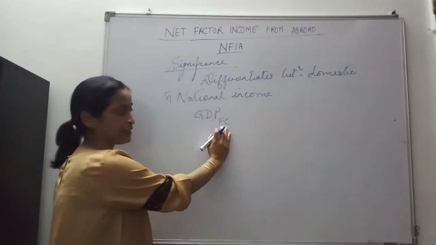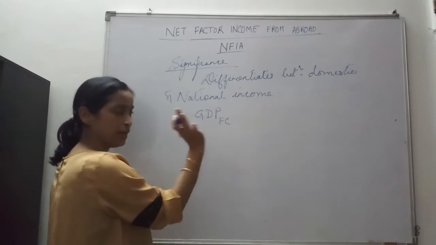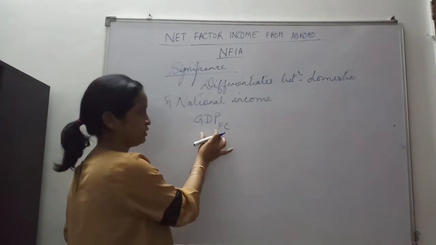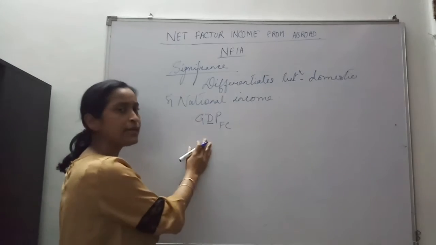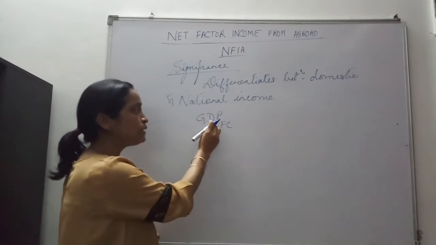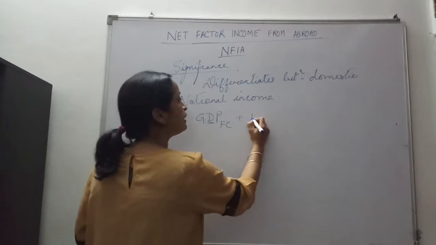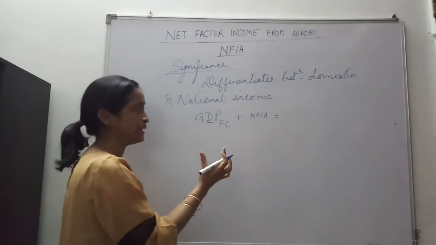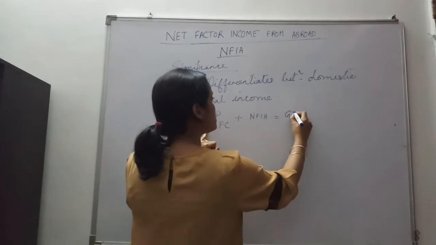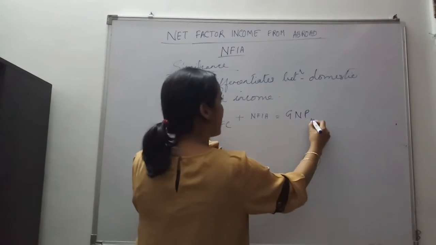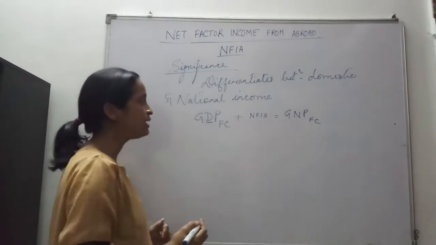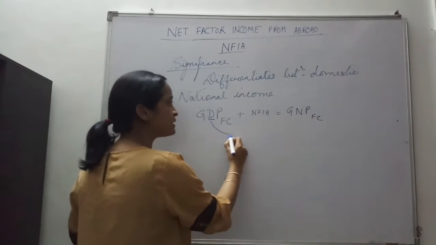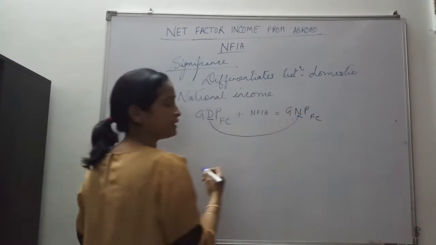Hope you remember this factor cost. GDP, I think this is already done in the previous class. So GDP at factor cost, what is it? Domestic income, right? It is a domestic concept. Now to this domestic concept, when we add NFIA, it becomes a national concept. It becomes gross national product at factor cost. See, with the addition of NFIA, the domestic concept becomes a national concept.